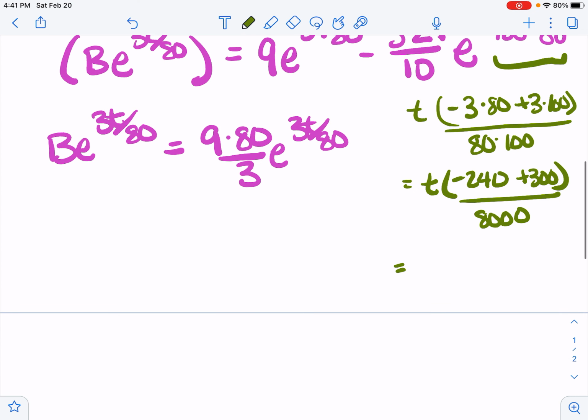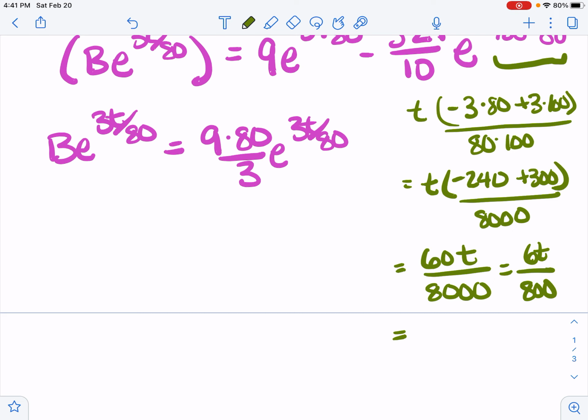And that is 60t over 8,000, which is 6t over 800, which is 3t over 400. And that seems like as far as we could go there.